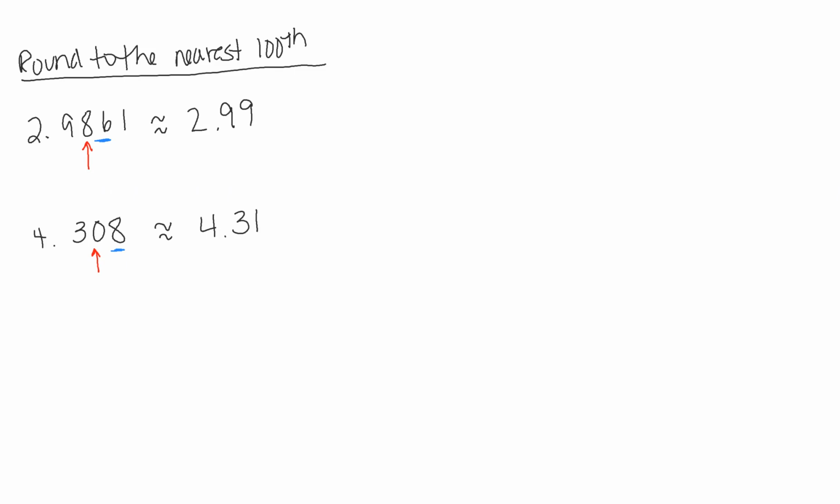What if I had 32.0539? Okay, rounding digit is the 5. It's in the hundredths place. I look one digit to the right and I have a 3. That 3 tells me I round down. That means the 5 stays the same, and then I drop off everything after the 5. So I would get 32.05.